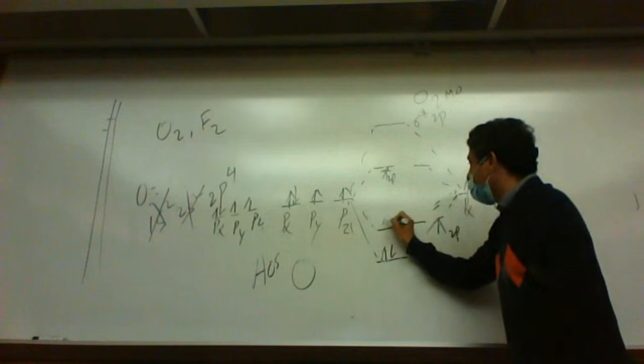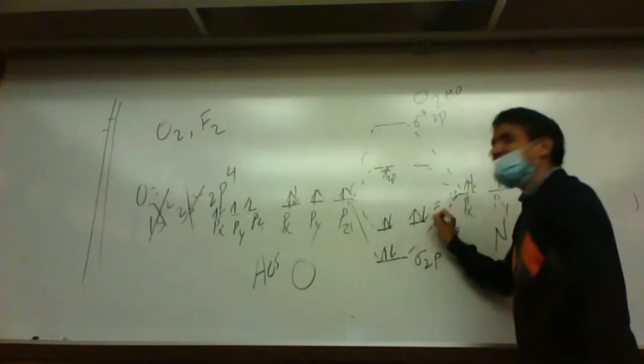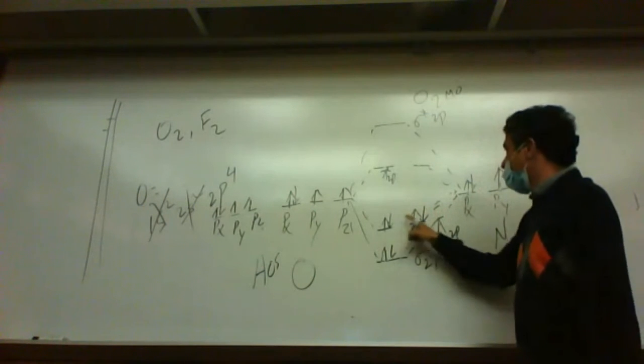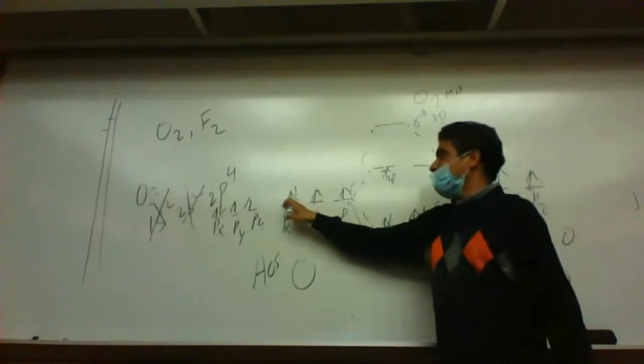Now I put 1 by 1 here, according to Hund's rule. So 1 by 1 here. Now I need to pair this one, like this. Now how many are gone? 2, 4, 6 are gone. How many do I have?